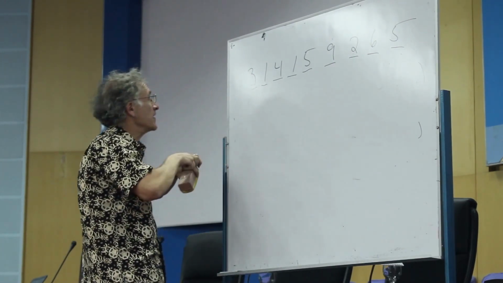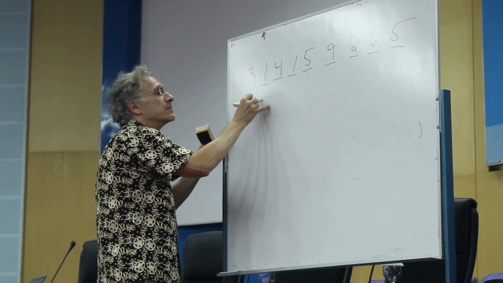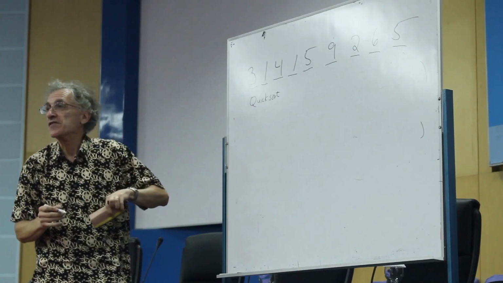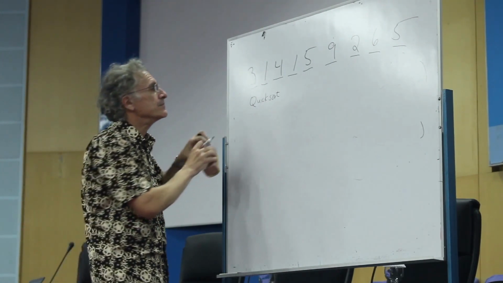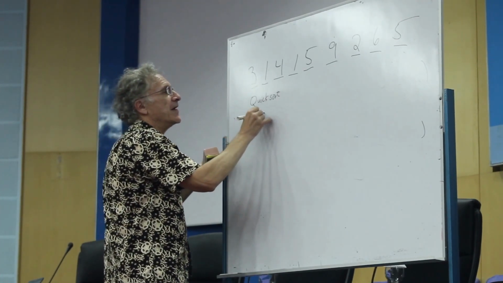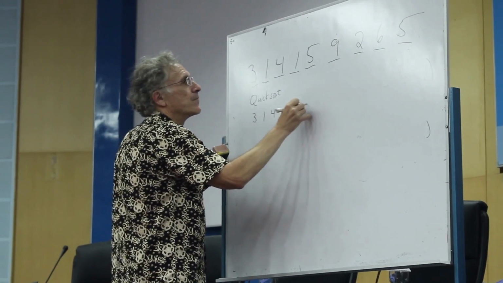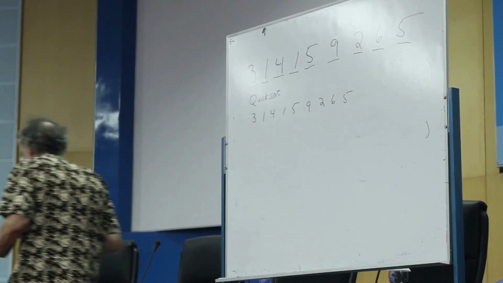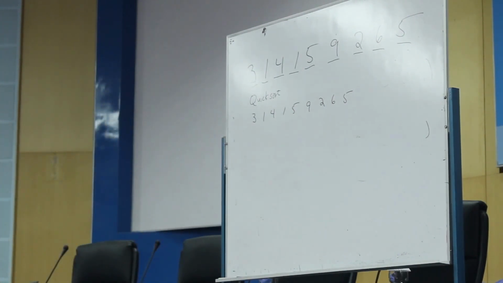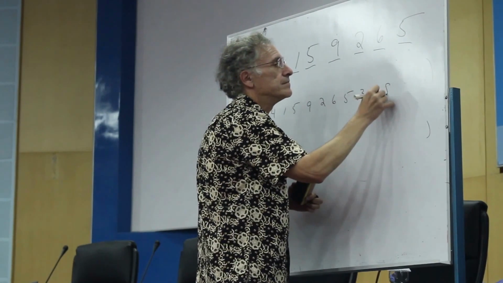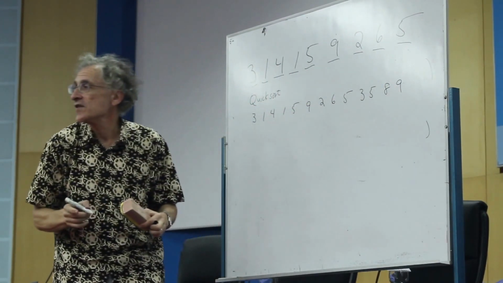So the next subject then is quick sort. And I will sort these numbers. We begin by putting those numbers in an array. I want to make sure that I have the same number of numbers as my example here. 2, 6, 5, 3, 5, 8, 9. Okay, I want to sort these numbers.